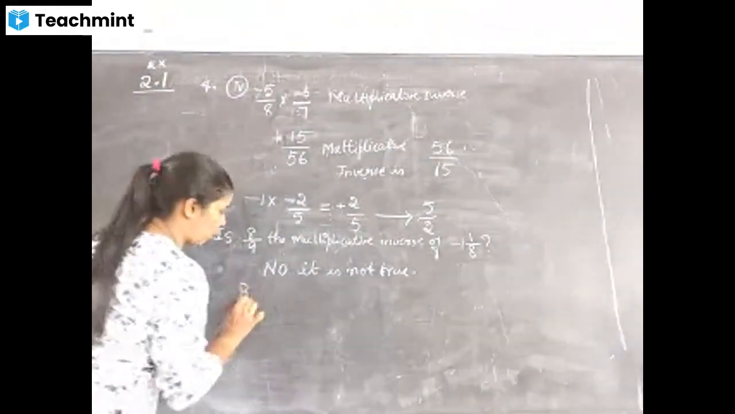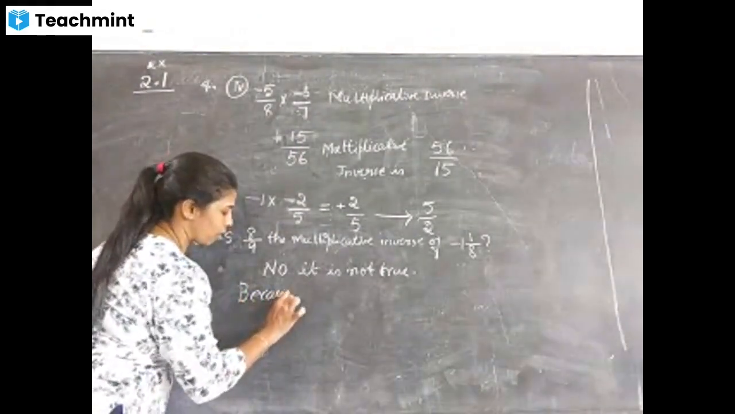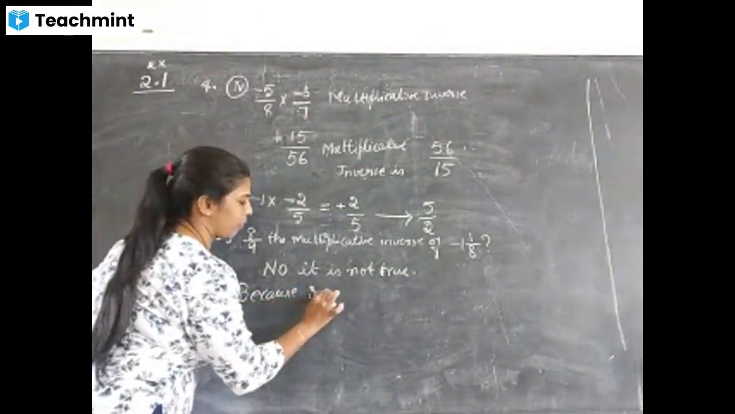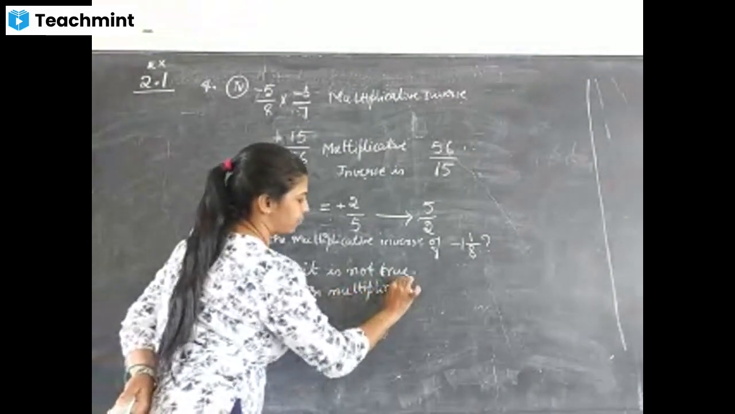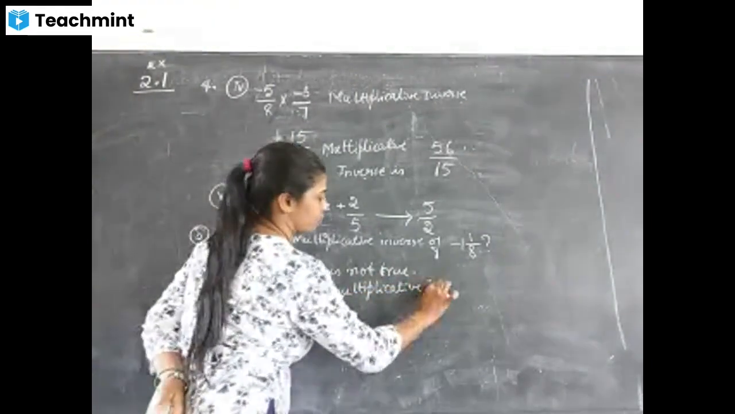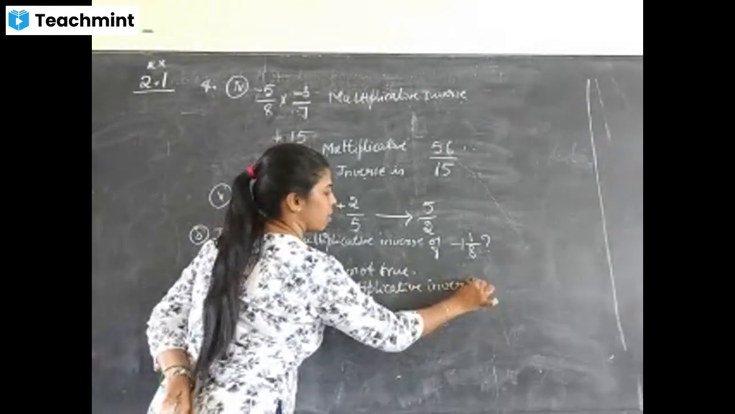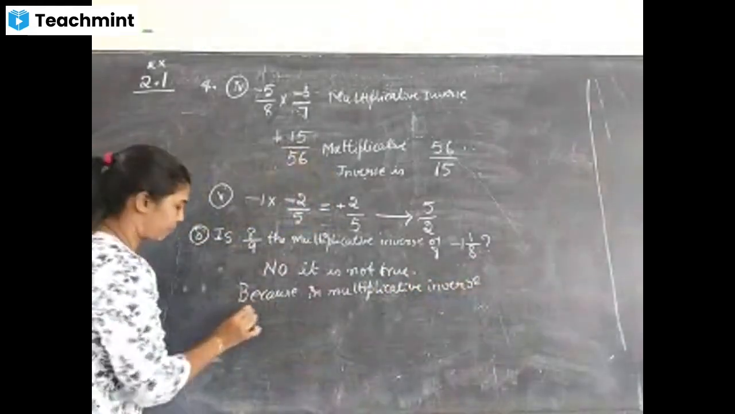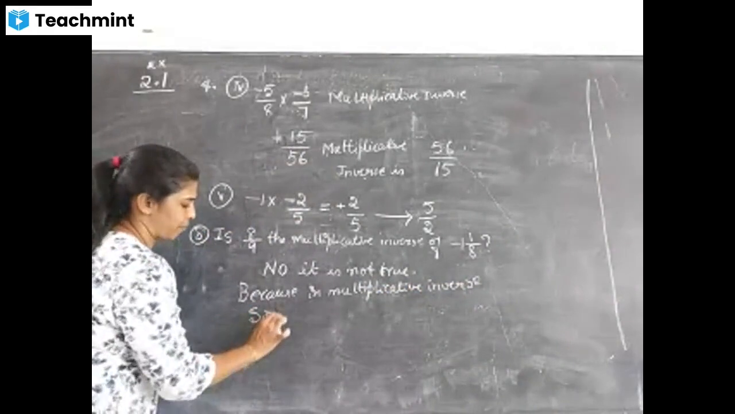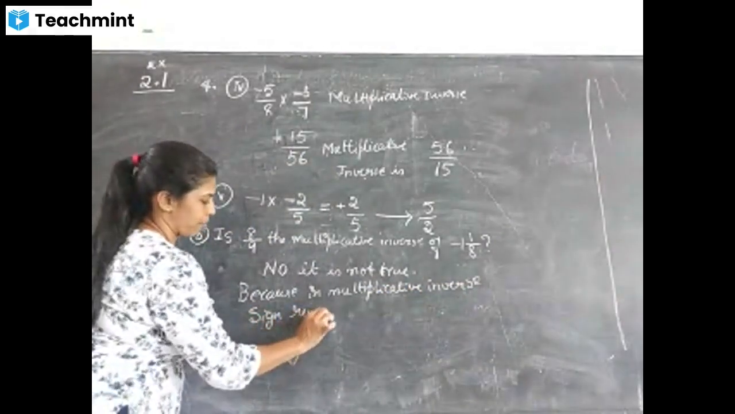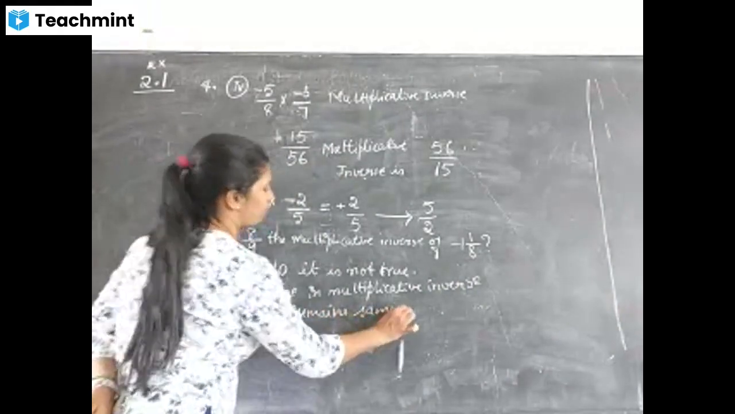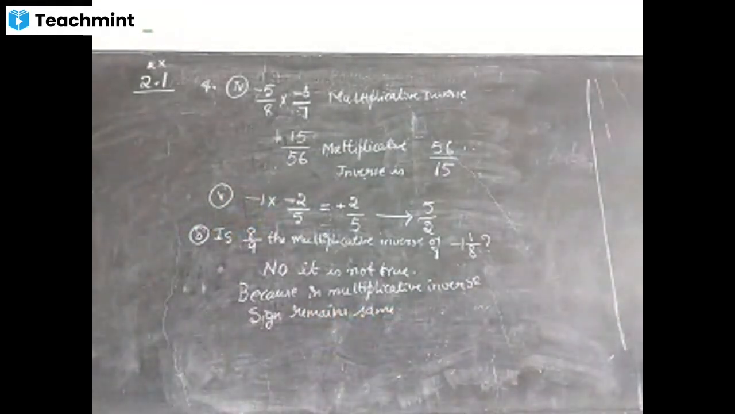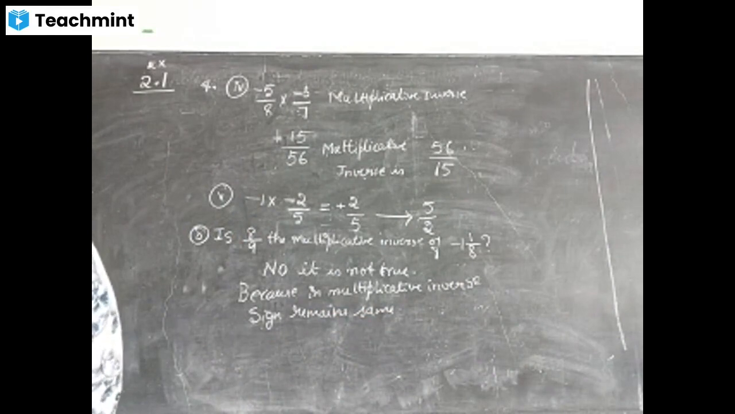Because in multiplicative inverse, the sign remains the same. So that is wrong.